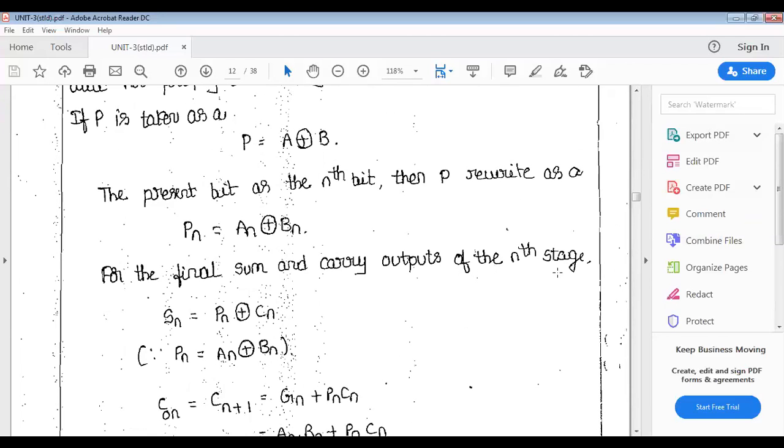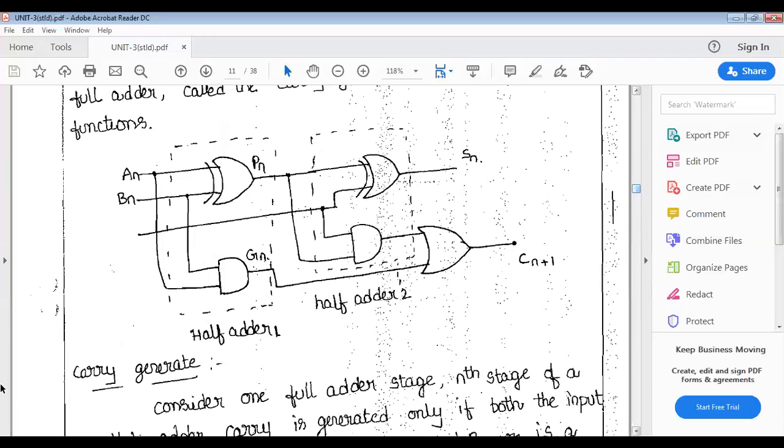For the final sum and carry outputs of the nth stage, the sum is equal to Pn exclusive OR of Cn. You see in this circuit, the sum Sn is the exclusive OR of another exclusive OR gate output, with one input being Pn and another input here, you write here the Cn. There is a mistake here.